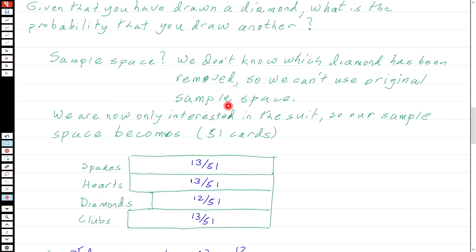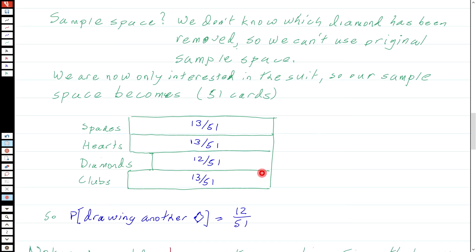So I can't exactly draw the sample space as I did before, but now I can divide the sample space up into 4 regions, one for spades, hearts, diamonds, clubs, and assign the probabilities. Again, assuming equally likely outcomes, the diamonds only have 12 elements, so the probability of hitting a diamond is 12 over 51. The rest of them are 13 over 51.